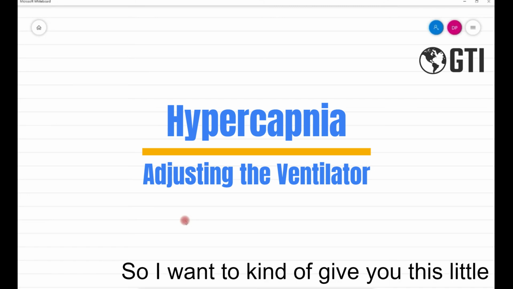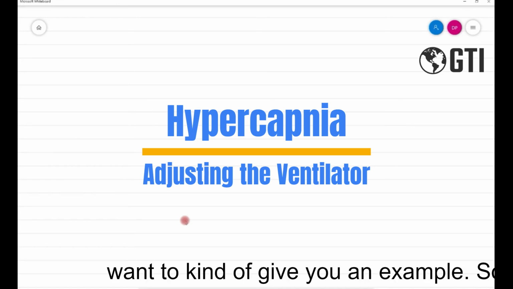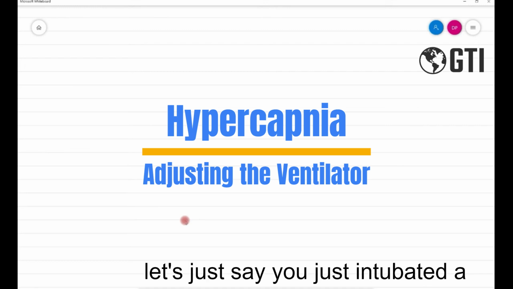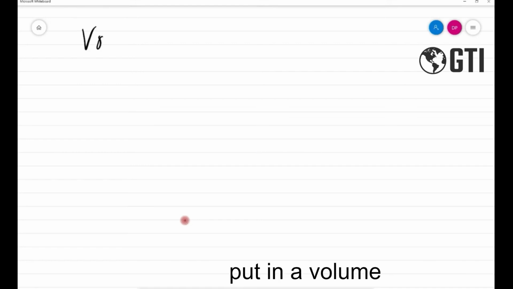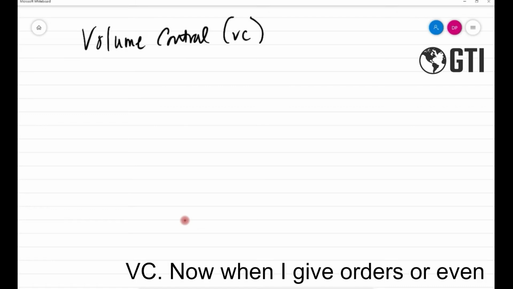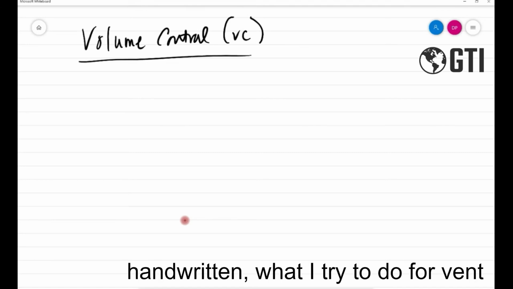So I want to give you this little skill set. It's pretty easy, but I want to give you an example. So let's talk about the vent settings. Let's just say you just intubated a patient. You ordered that the patient be put in a volume control, or VC.